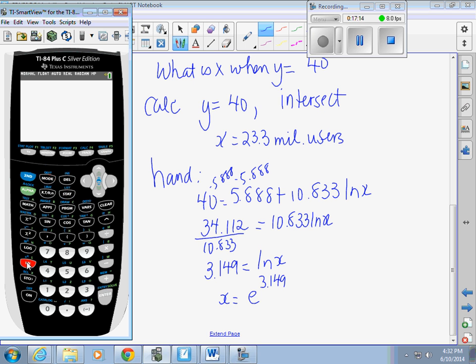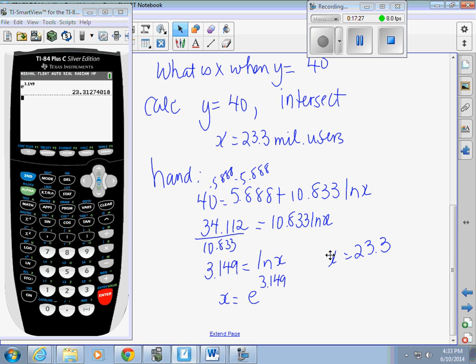Second function e to the 3.149, enter, 23.33. So x is equal to 23.3. So you get the same thing. This is just to show you how you would calculate going from natural log to exponential.